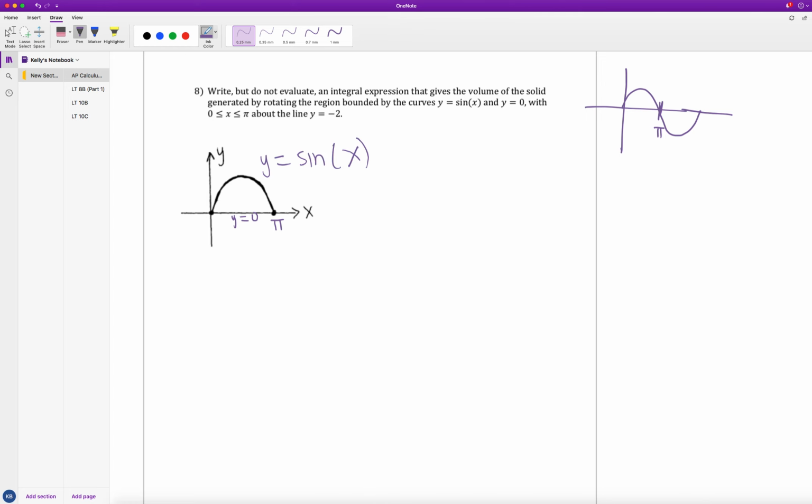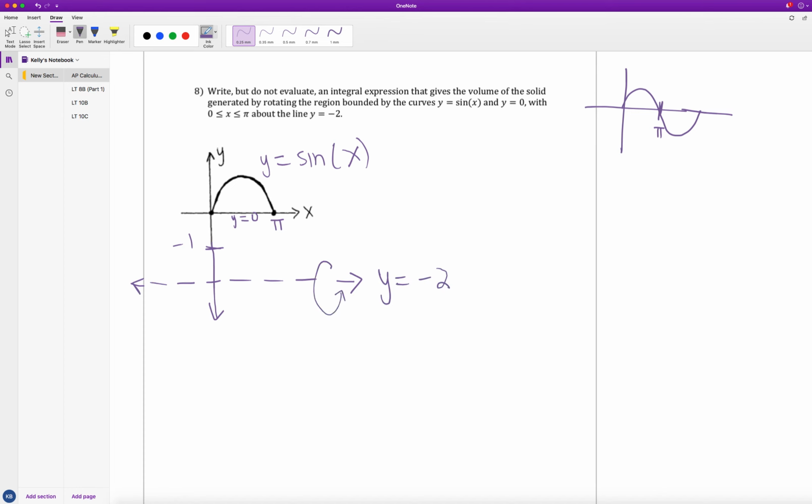They want me to rotate about the line y equals -2. Well, I've got to add that to my graph then, because that's going to be way down here. So let's say -1 is there. I'm going to put -2 down here. So if I keep drawing my axis, I've got this horizontal line down here that we are rotating about.